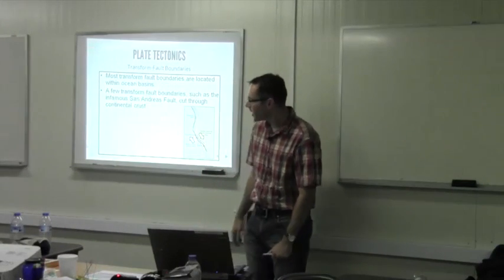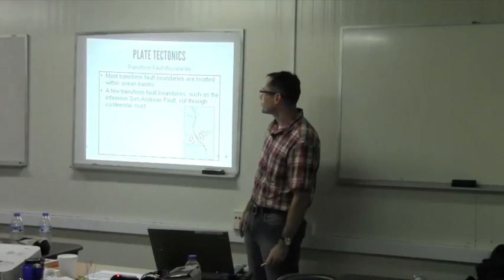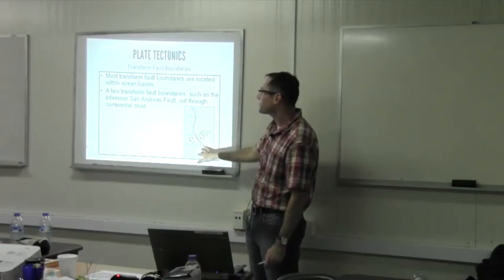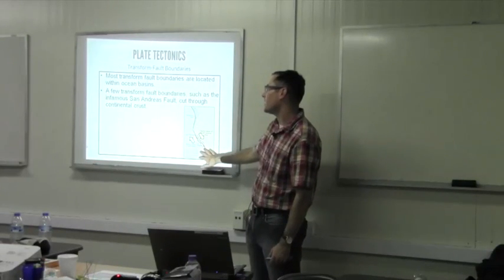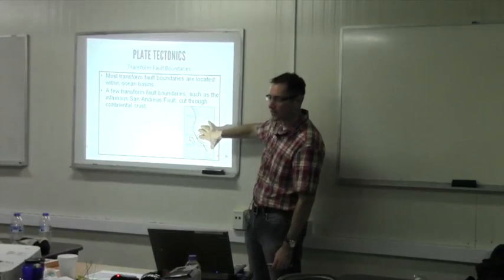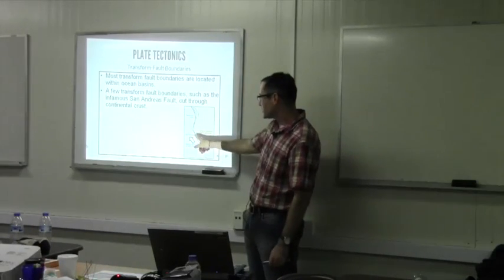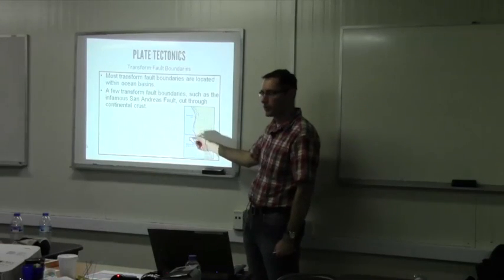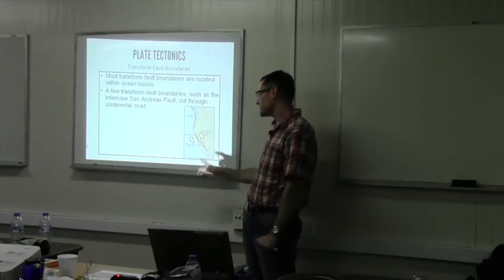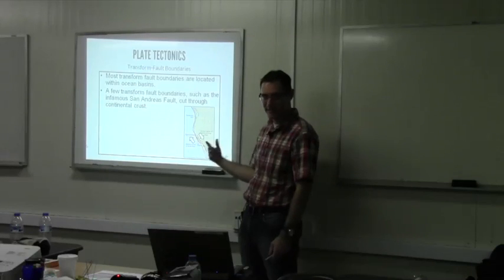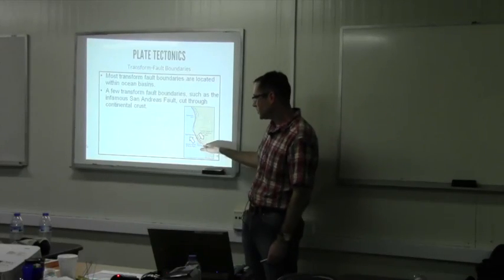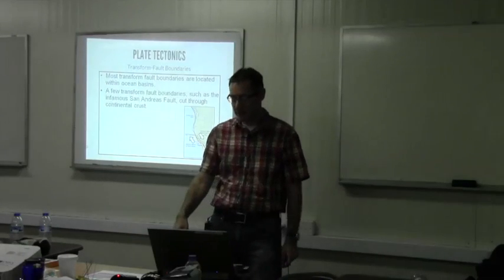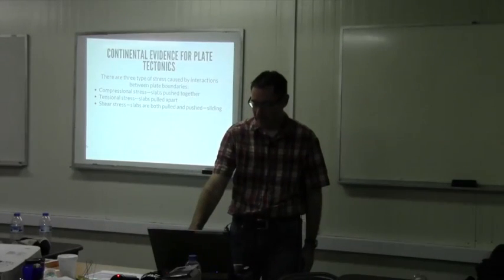And then you've got transform fault boundaries. This is where you've got like an ocean and you've got a massive continent. Anybody ever heard of the San Andreas Fault? Yeah, this is the one that supposedly is going to knock California into the ocean. Okay, this is the big one. This is why California gets lots of earthquakes. San Andreas Fault, boom, right there. It's a transform fault boundary.